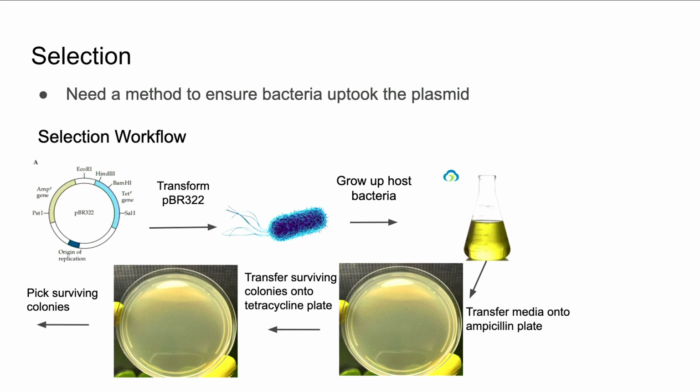After transformation, one needs a screening method to ensure that the cell successfully took the DNA. For example, after a pBR322 transformation, cells are incubated in a medium without antibiotics, as you can see with the flask. Then the mixture is plated onto a medium containing ampicillin, or a plate containing ampicillin. The cells that survived are transferred to a plate with tetracycline. The cells that survive the tetracycline plates have both the ampicillin and tetracycline resistance genes, thus they successfully took the pBR322 plasmid.